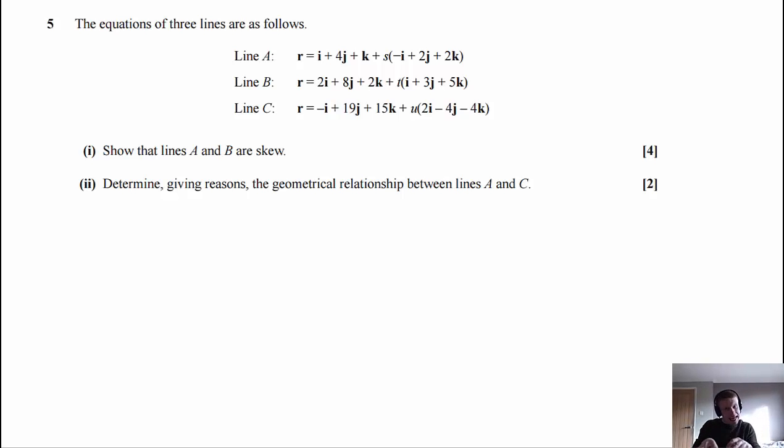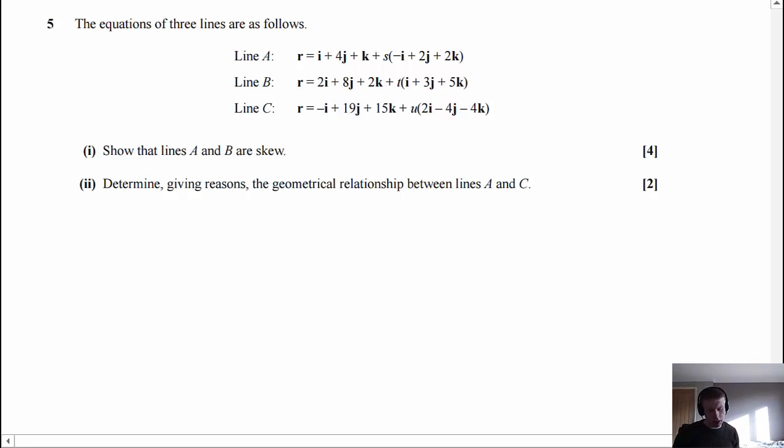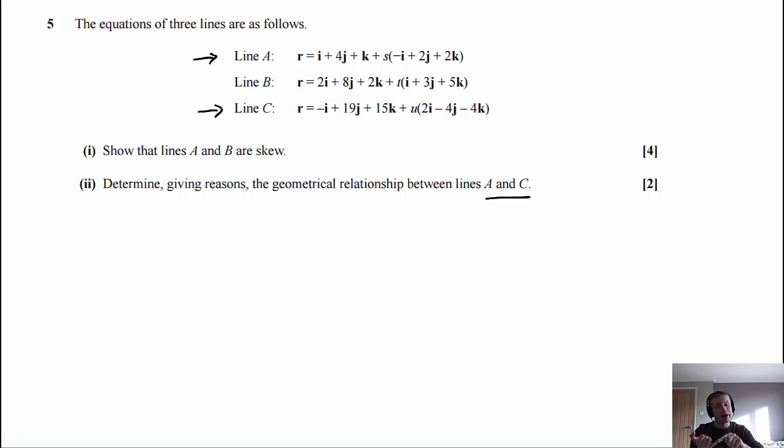Hello! So we've still got the same set of vector equations of lines, but this time we've been asked to determine, giving reasons, the geometric relationship between lines A and C. So here's line A and here's line C. All that simply means is, are they parallel, do they intersect, or are they skew?